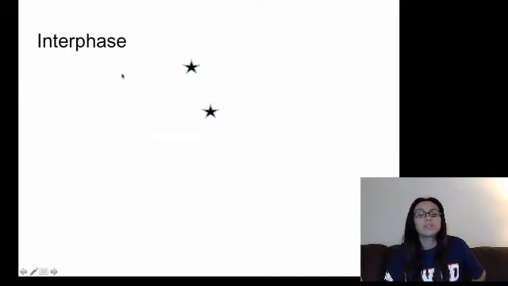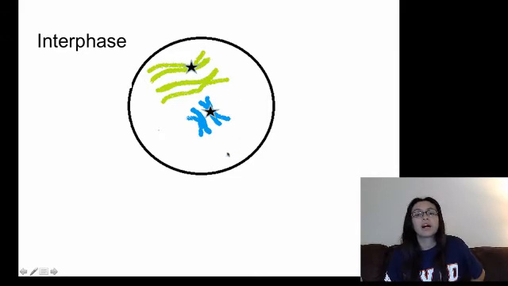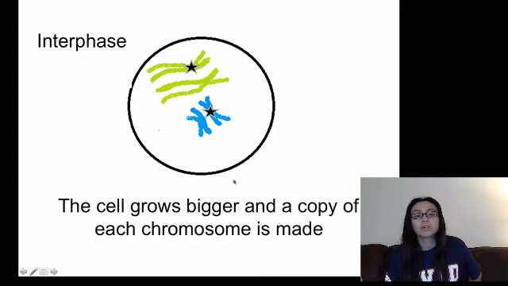Alright, so interphase, this is when we make a copy. If you remember what our starting cell looked like, here's what that starting cell will look like after we make a copy of each chromosome. So during interphase, the cell grows bigger and a copy of each chromosome is made. The copies, sister chromatids, are still connected together at the centromere. Now the star represents the chromosome from dad. This is the one from mom. This is the chromosome from dad. This is the one from mom. So we're going to track them as we move through meiosis.